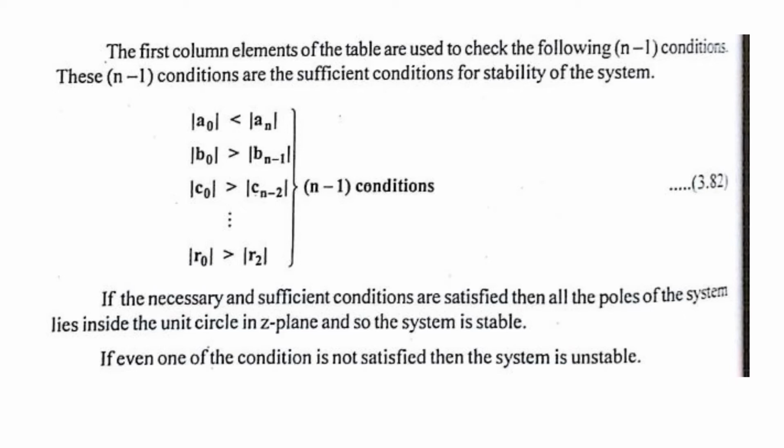You have to compare: A naught less than An, B naught greater than Bn minus 1, C naught greater than Cn minus 2. So only A naught is less, other conditions are greater. Okay, so if these conditions are satisfied, you can say the sufficient conditions are satisfied, hence the system is stable and the roots or the poles of the system lie inside the unit circle of the z plane. Okay, even if one condition is not satisfied, you have to say the system is unstable. So this is the procedure to determine the stability of a discrete time system or sampled data system using Jury's test.